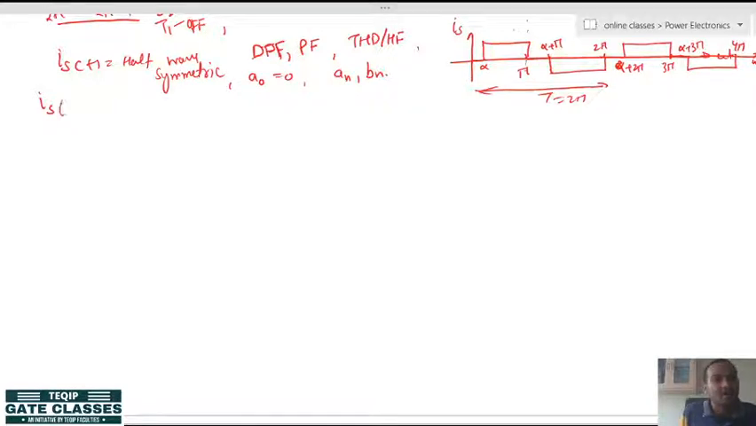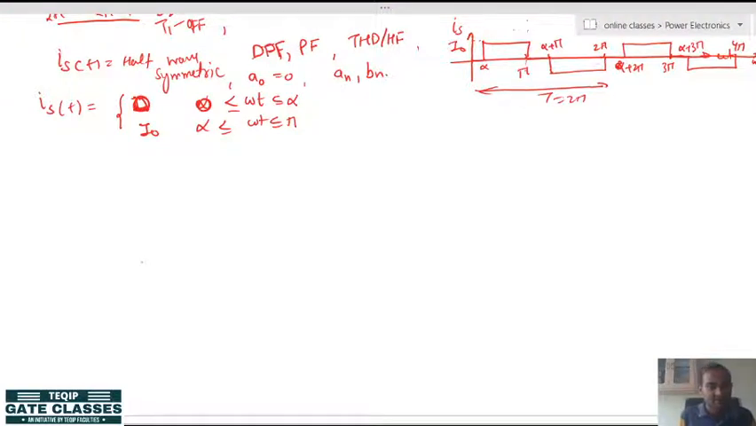So, I am writing i(t) is equal to I naught, that we have already mentioned, I naught from alpha to pi, and from 0 to alpha it is basically 0. Okay.